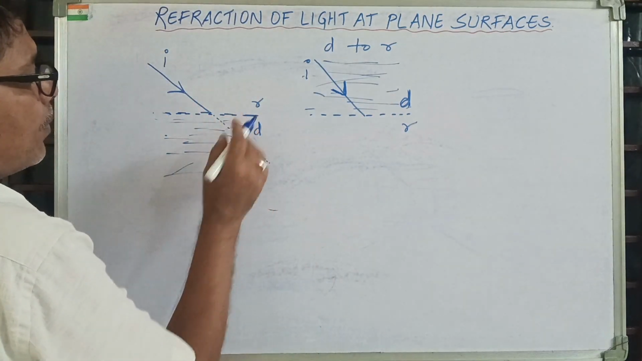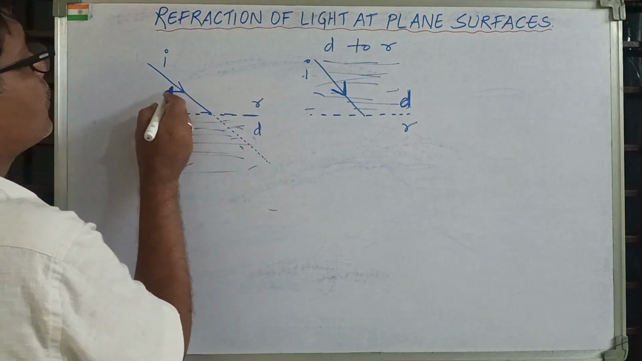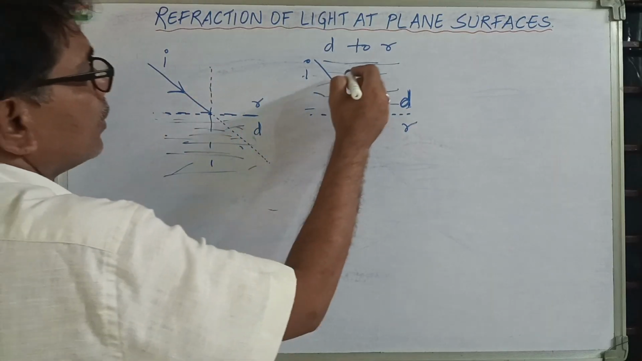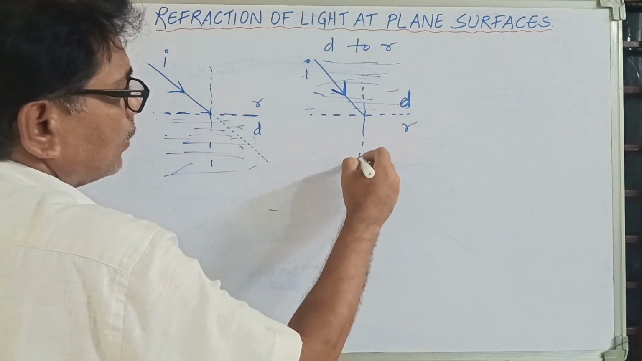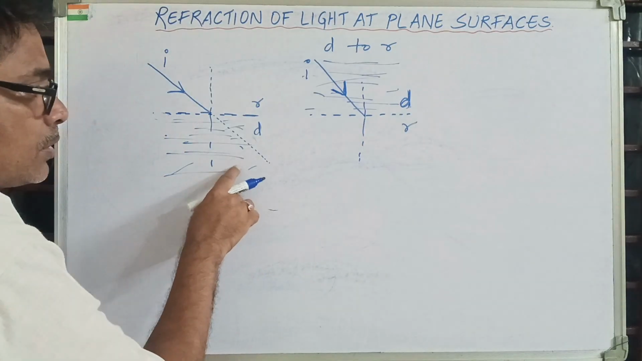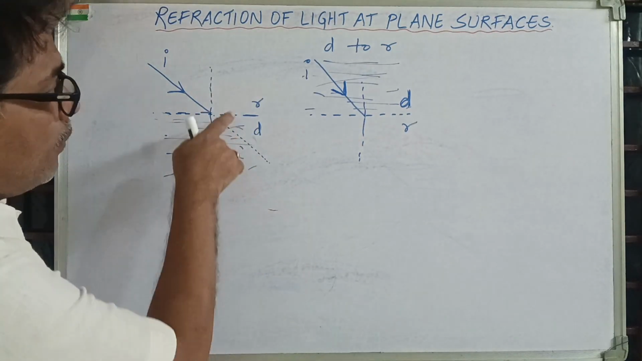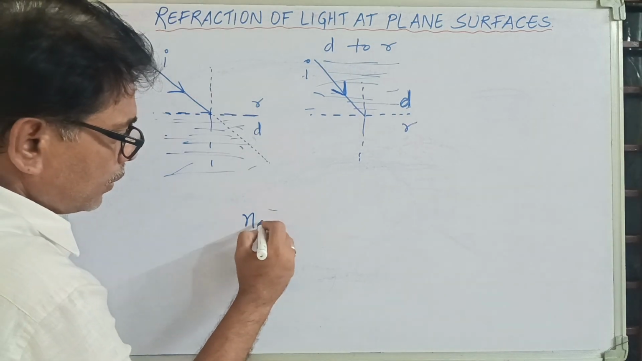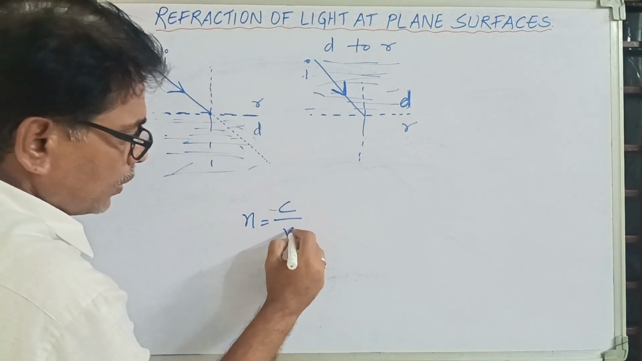Now in this case what happens? It is moving from rarer to denser. So at this point I have to draw a normal. Now you tell me, what is the concept over here? Light is traveling from rarer to denser. That means your n value, n is equal to c by v.